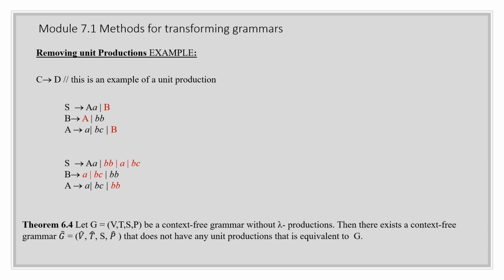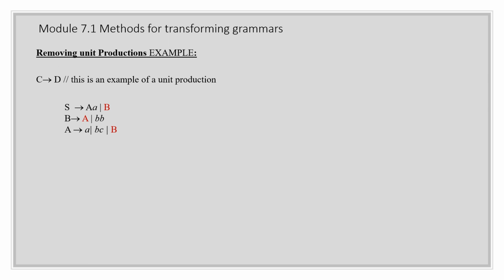And next, how to remove unit productions. This is pretty straightforward. Unit productions are just those productions that go from a single variable to a single variable. So that is an example of a unit production. In this grammar right here, we have a few unit productions. So we're going to go through the method of replacing unit productions. We just have to create a new grammar, starting with our first unit production here.